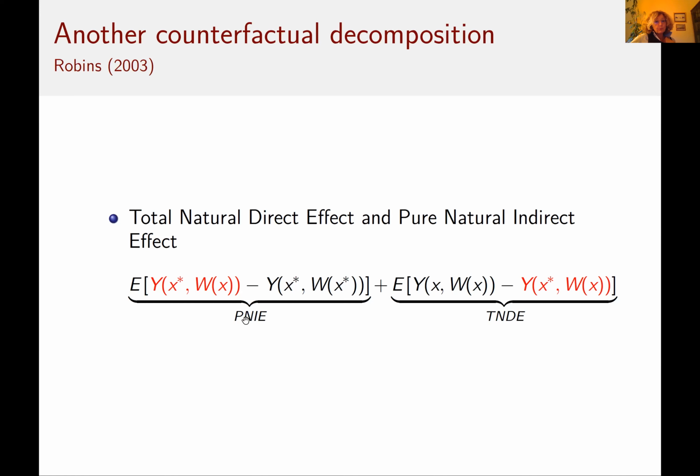This is also called pure because x is set at the baseline level for this purpose. It doesn't contain other effects, only what happens at the baseline. And vice versa for the total natural direct effect. Here you let x vary, but you keep w at the natural value it would attain if the exposure is set to x in both scenarios.